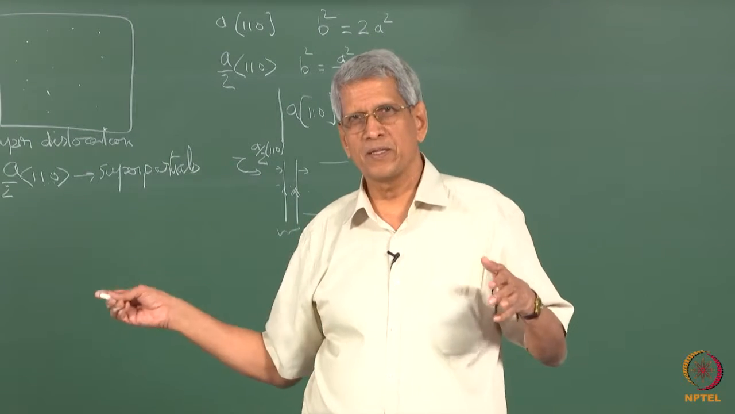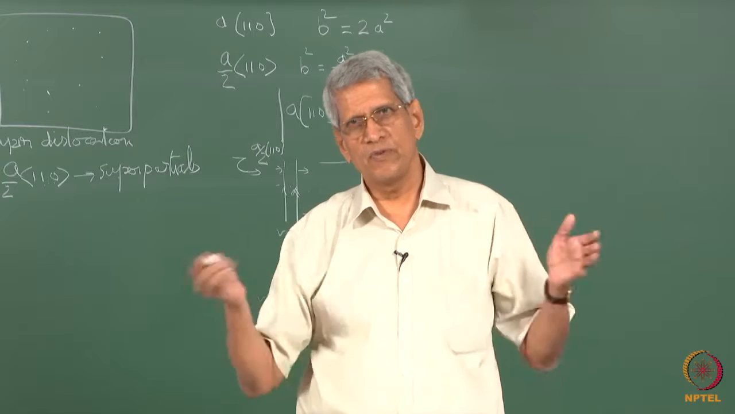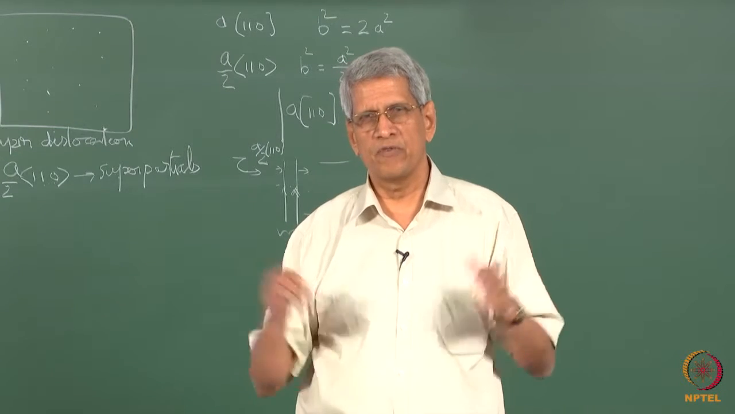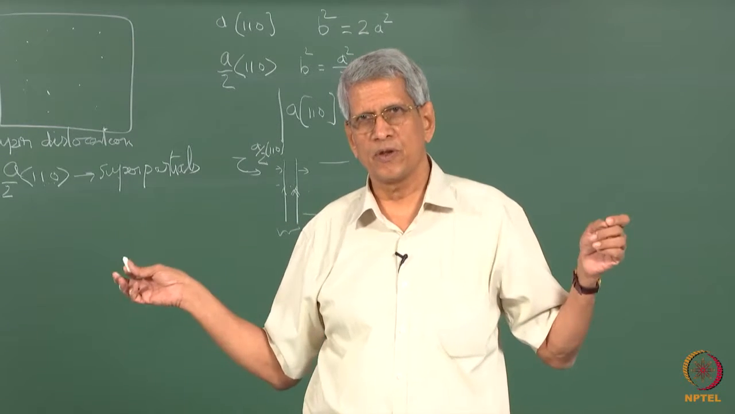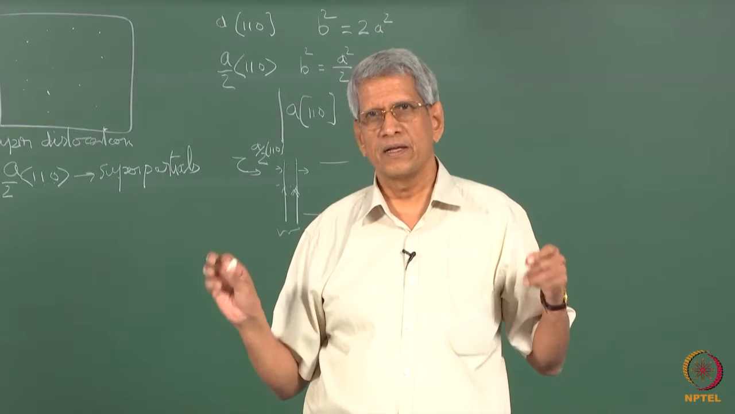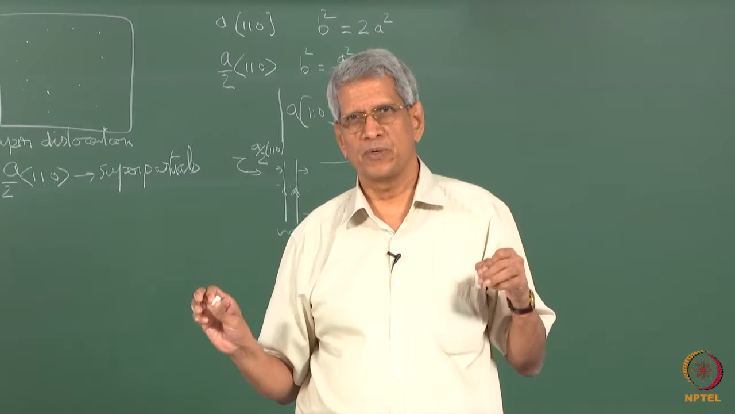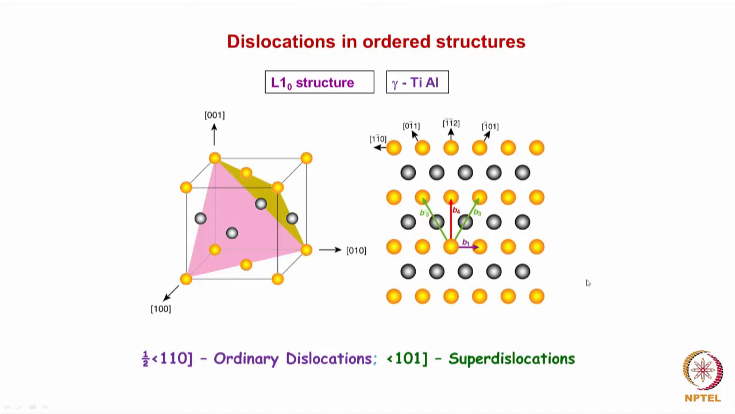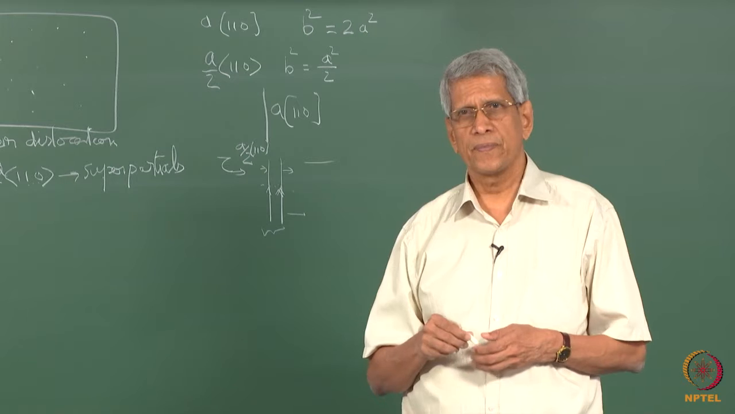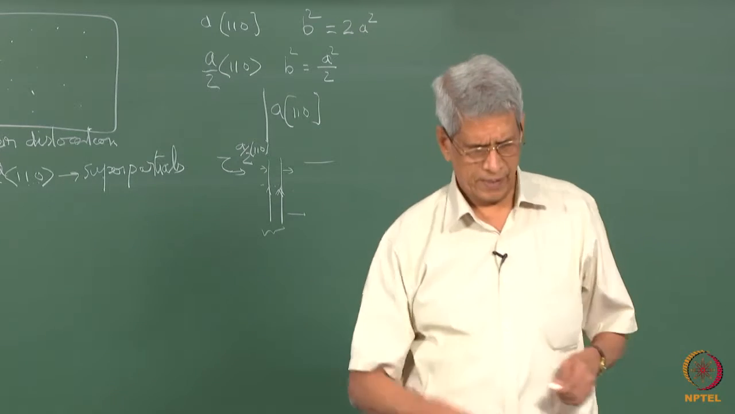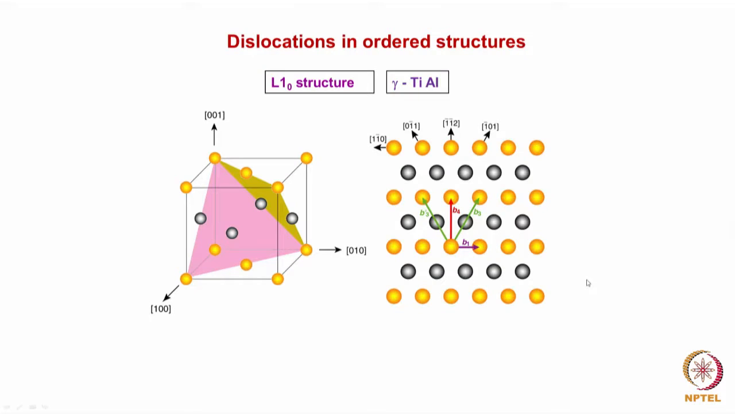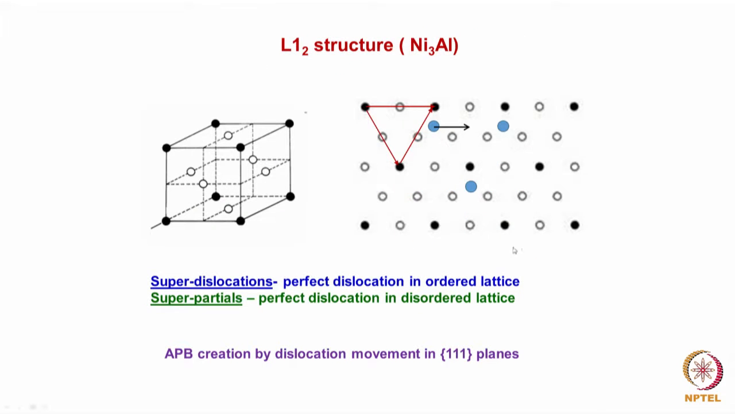Okay? Multiplied by the distance will give the force. This way, if we can measure the separation between these two dislocations, we can get some idea about the antiphase boundary energy. Okay? In that structure which we considered, if we look, all these dislocations are super partials, correct? Super dislocations.